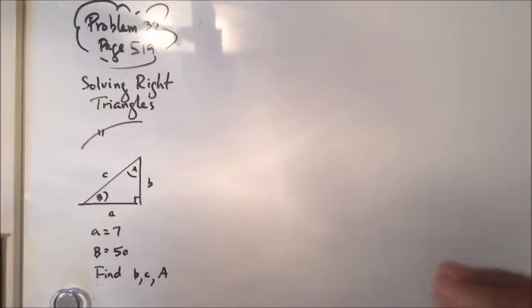Okay, this is problem 32, page 519. Last problem of week 11 and last problem of homework set 37. You have a sister problem right next door, 31. And this problem is called solving right triangles. And we just cracked into chapter 8.